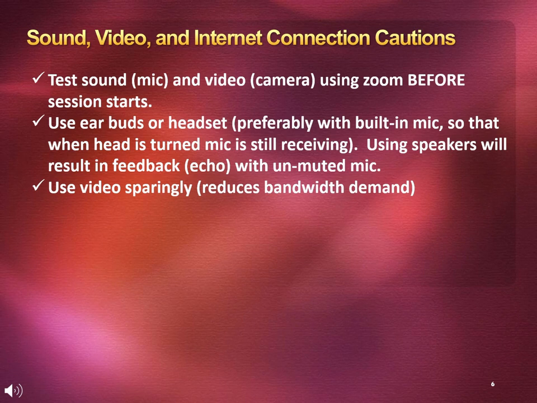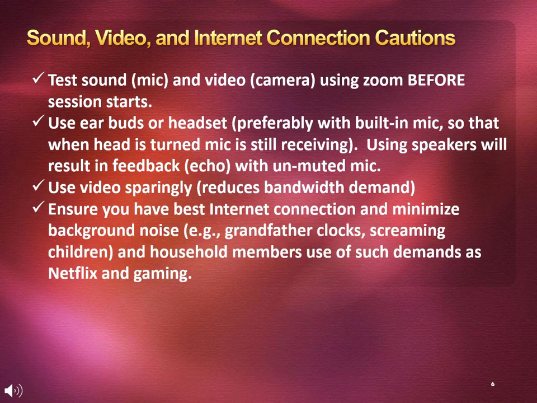Ensure you have the best internet connection and minimize other household noises, such as grandfather clocks and screaming children, by closing doors. Advise house members to minimize the use of such internet demands as Netflix and gaming. Most homes with cable internet service can expect around 100 megabits per second. However, if using Wi-Fi in the house, there likely will be reduced rates depending on where you are in the house and away from the modem. To operate correctly, you should have connect speeds of greater than 1.2 megabits per second. Hosts, however, must have greater bandwidth since they are pushing a lot of audio and video to you.